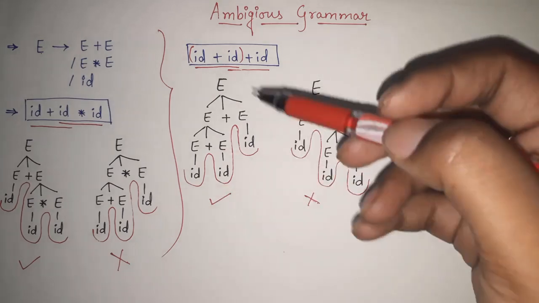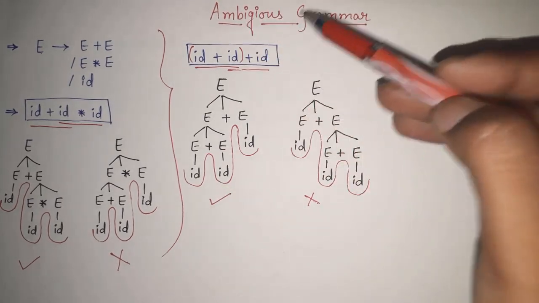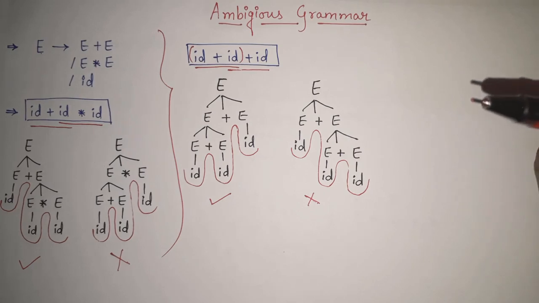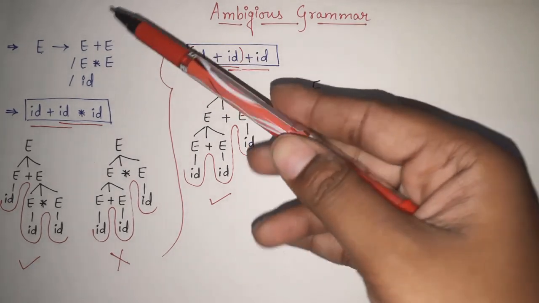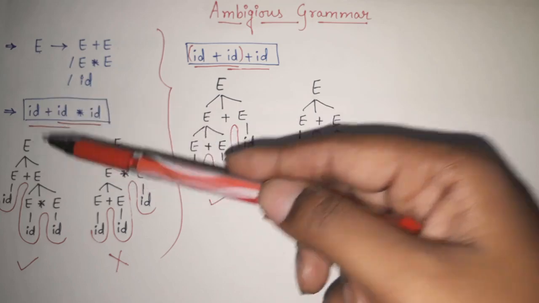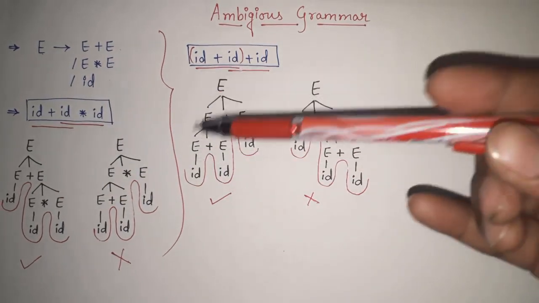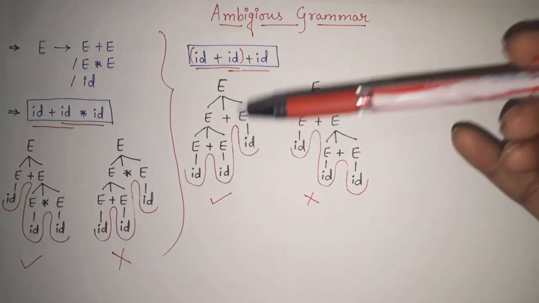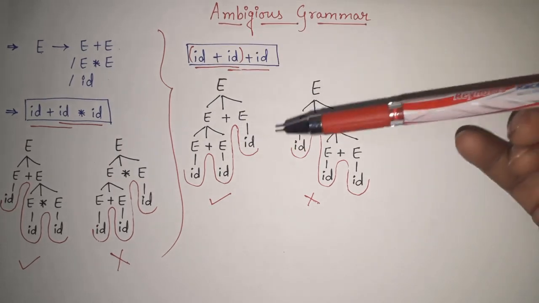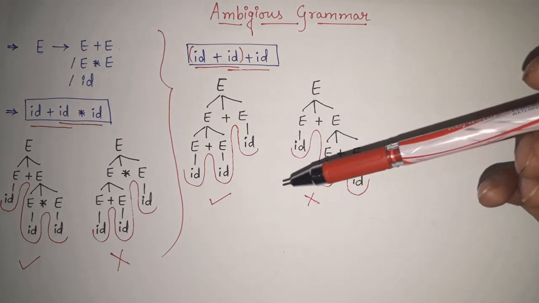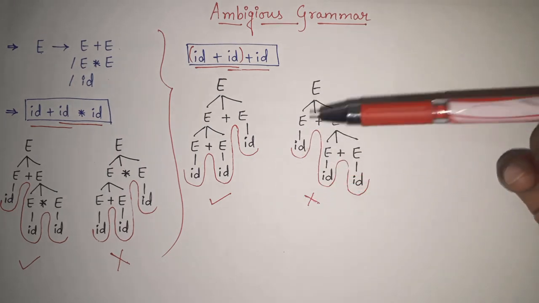In such cases, we will try to convert this ambiguous grammar into an unambiguous grammar. So what are the approaches? As we have seen, there is a grammar, there is a string. We have tried to make the parse tree. In case we are getting more than one parse tree, we can say that the grammar is an ambiguous grammar. Now among the multiple parse trees, it is possible that some of the parse trees are correct, but some of the parse trees are not correct.